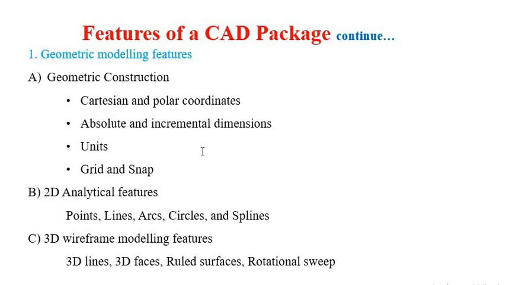Then absolute and incremental dimensions, different types of dimensional systems, are also provided in the CAD package. Then different units are also available in this package, that is SI units, MKS units, and other standard units, that we can use very easily. Then grid and snap facilities are also provided in various CAD packages.